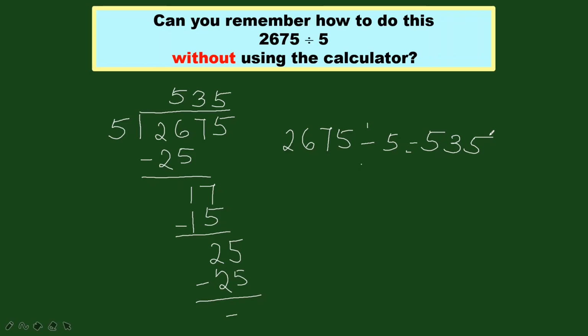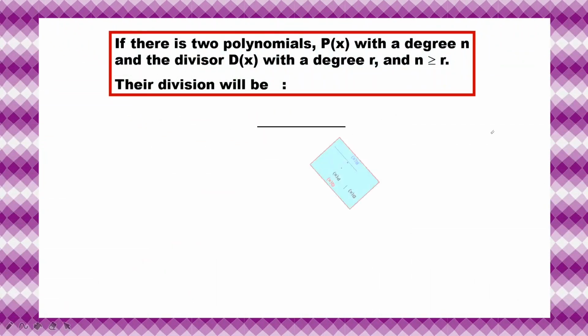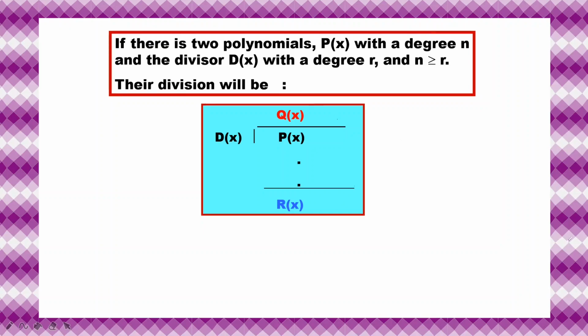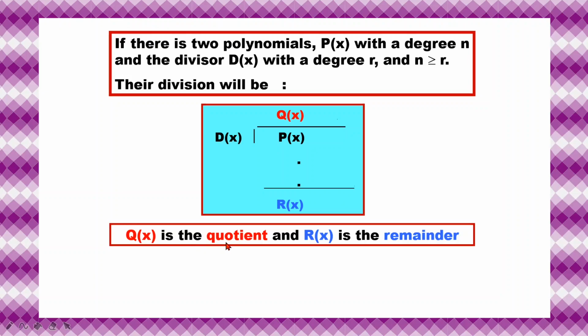So, basically, this is a knowledge that you have. And we are going to apply it to polynomials. So when we have two polynomials, for example, if I have px, let me get my cursor out. So if I have my px with a degree n and a divisor, which I'm going to put outside, with a degree of r, and I notice that the degree of p is bigger than the degree of r, therefore the division can be done. So after I have done the long division, I will get qx, which is the quotient.